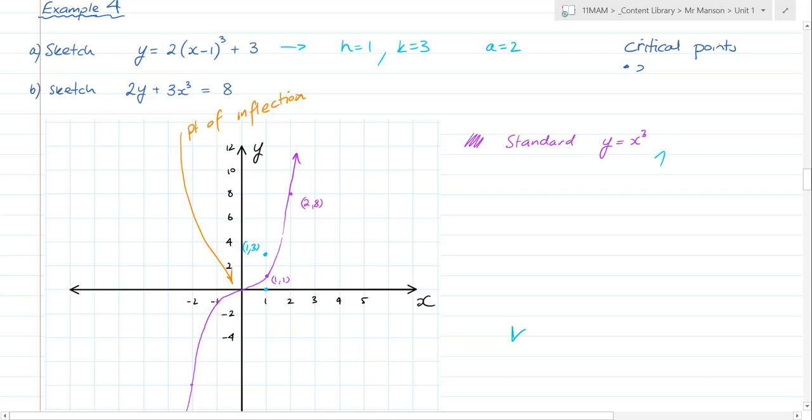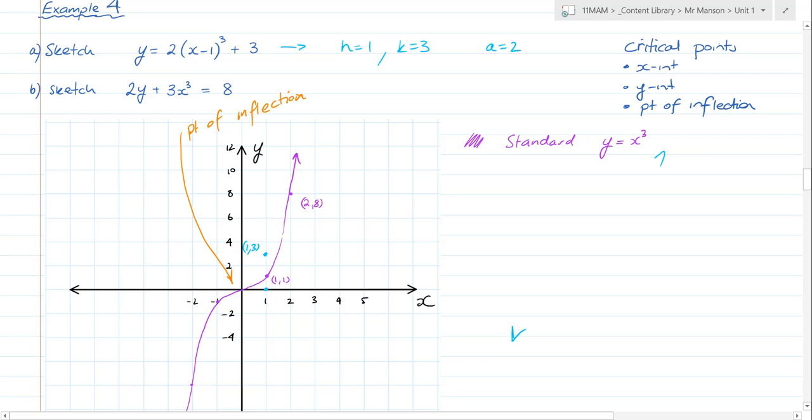X-intercept and Y-intercept are 2 of them. And what's the other one? Well, they're the H and K point. What's that called? Point of inflection. Good.